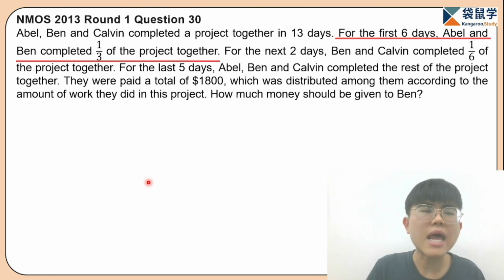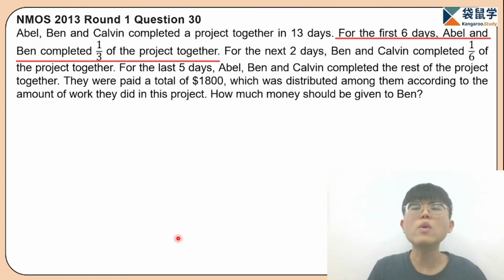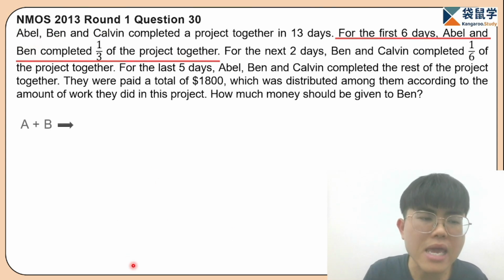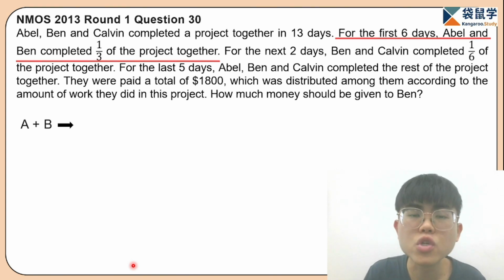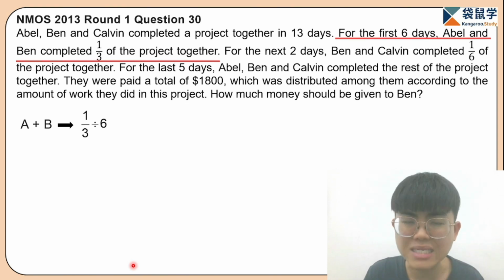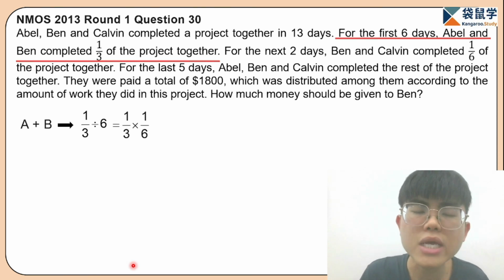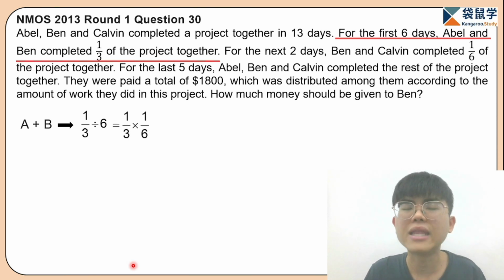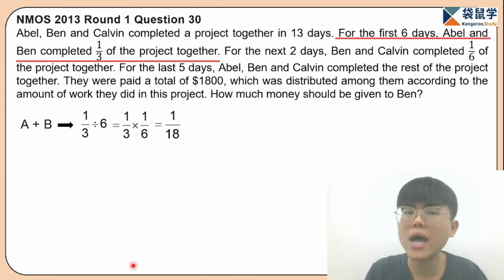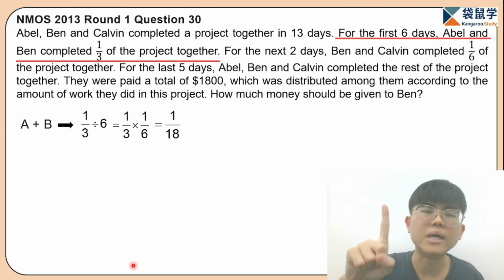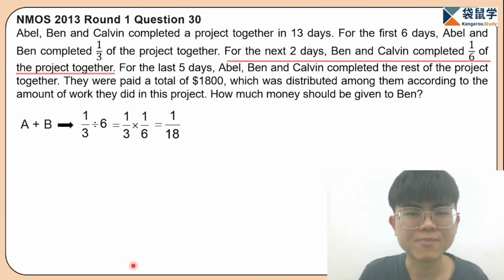Everyone, let's say we just call them A, B, and C. So we say Apples and Ben, which is A and B. Both of them work for 1 day. We just have to use 1/3 divided by 6 days. So we can get that for 1 day, it will just be 1/3 times 1/6. Then the answer will be 1/18. So both of them do 1/18 of the work per day. Now everyone, the next sentence.